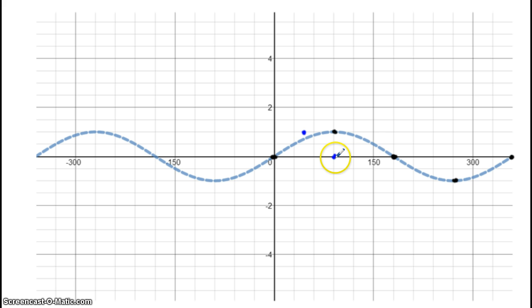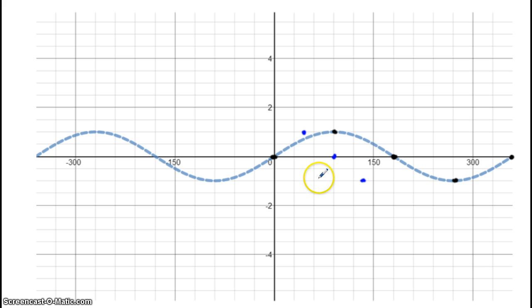The minimum occurs halfway between the midpoint and the end of the cycle. The midpoint in this case will be between 90 degrees and 180, which is 135 degrees, which is approximately here, and we mark the midpoint. We've created a graph of sine with a period of 180 degrees.